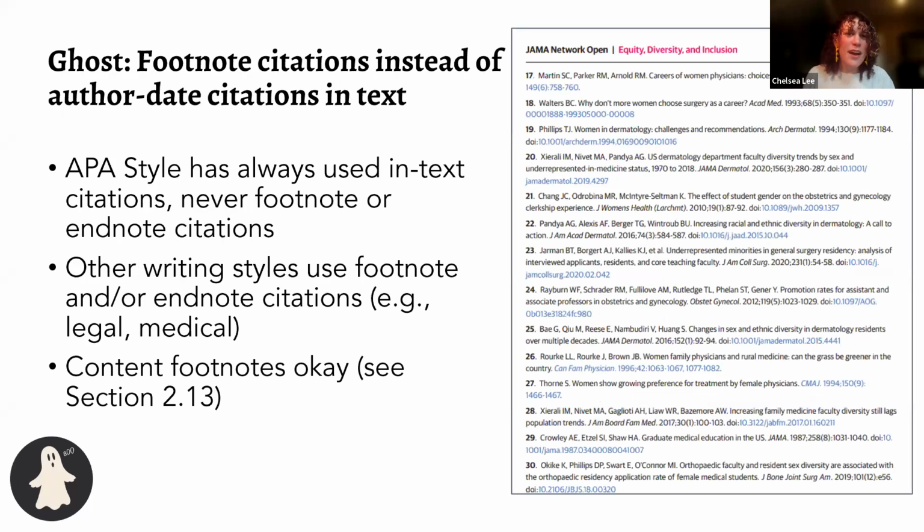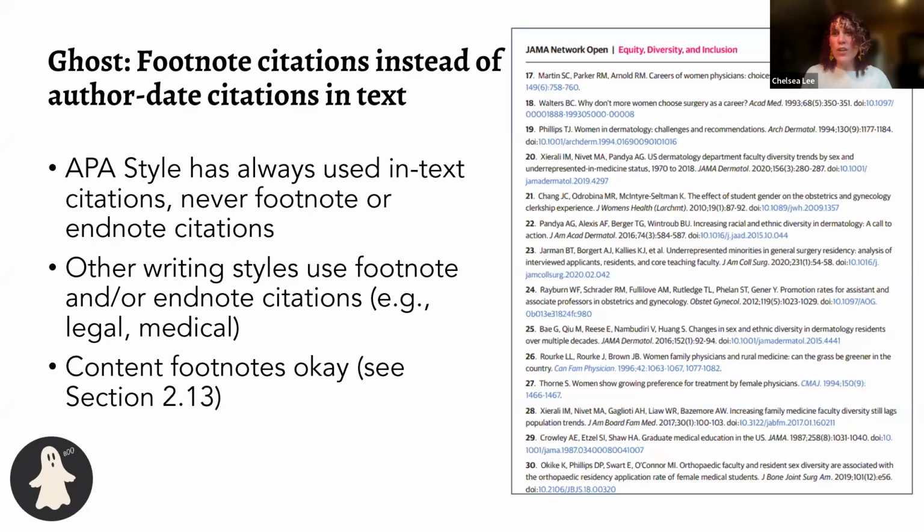The next GHOST guideline is about the use of footnote citations instead of author-date citations in the text. So since its origin in 1929, APA style has always used in-text citations, never footnote or endnote citations. Rather, other writing styles use footnote and endnote citations. So for example, on screen, we have a reference page from the JAMA Network Open journal, which is a medical journal. They use endnote citations.